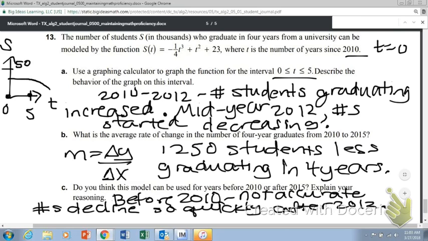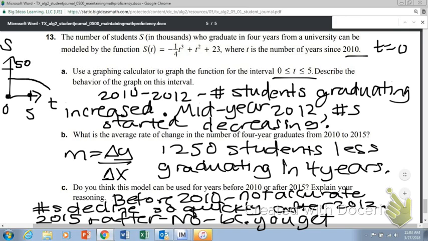And then after 2015 is also no, because you get negative numbers. And you wouldn't have negative numbers of people graduating, right? That's not realistic either.